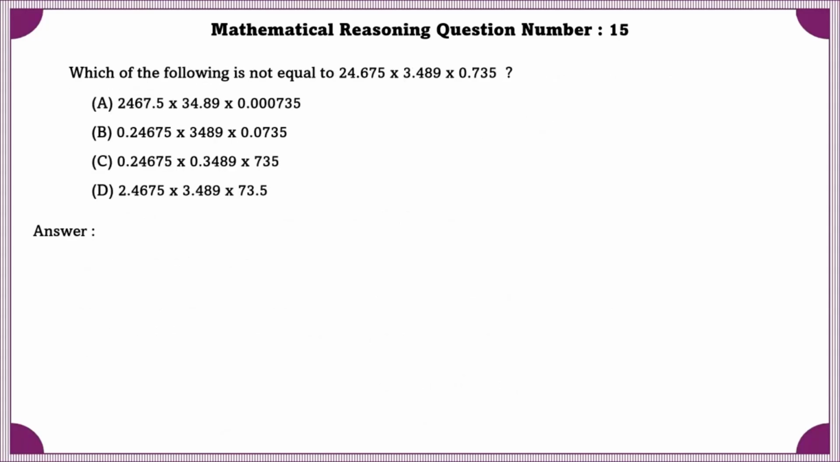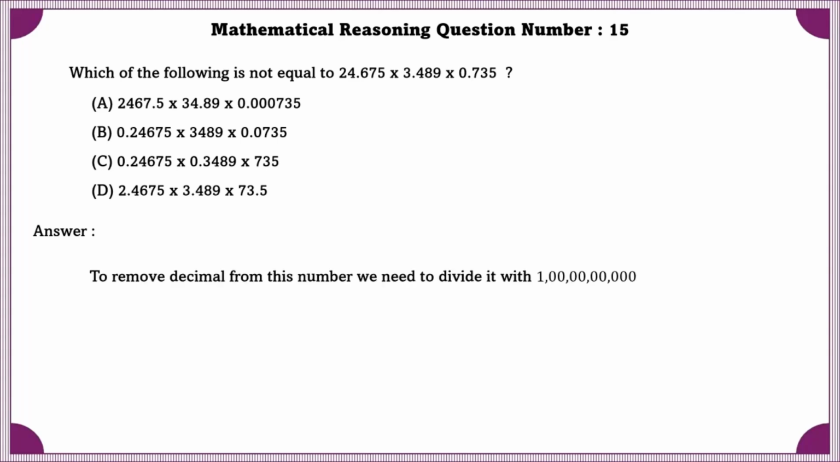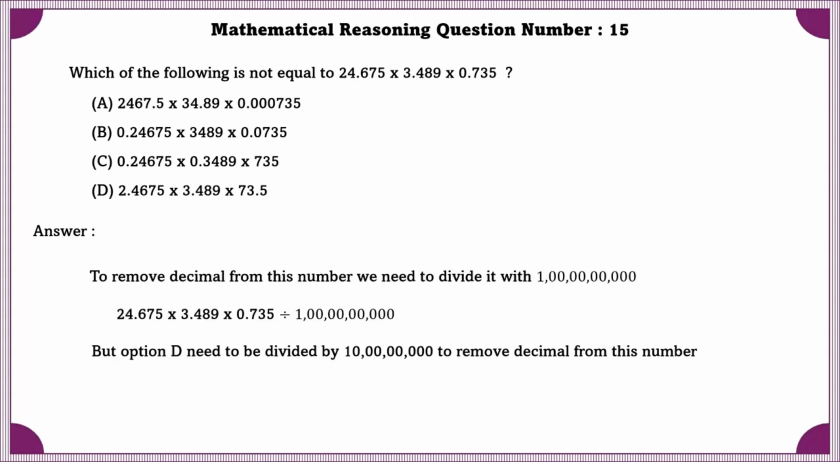Mathematical reasoning question number 15. Which of the following is not equal to the given equation? To remove the decimal from this number, we need to divide it by 1 crore. But in option D, it needs to be divided by 10 crore to remove decimals from this number.